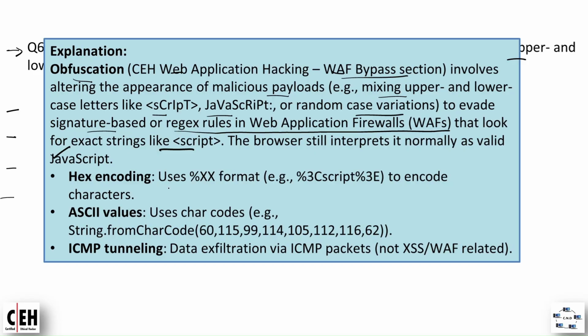Hex encoding uses this format, for example this, to encode characters. ASCII value uses character codes, for example, string from character code. And ICMP tunneling is data exfiltration via ICMP packets, not cross-site scripting or web application firewall related.